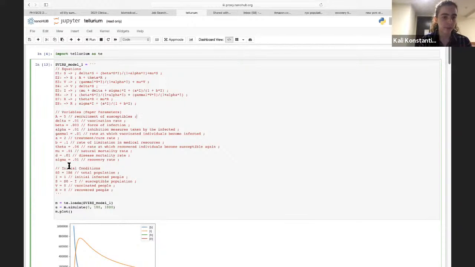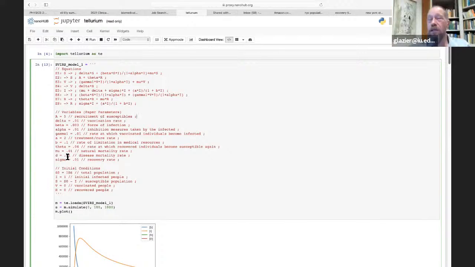So we have a bunch of other variables like vaccination rate, force of infection, inhibition measures taken by the infected, rate at which vaccinated individuals become infected, the treatment/cure rate, the rate of limitation of medical resources, the rate at which recovered individuals become susceptible again, the natural mortality rate, the disease mortality rate, and the recovery rate. And these values here are all values that they used in the paper.